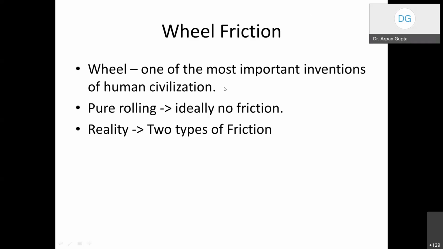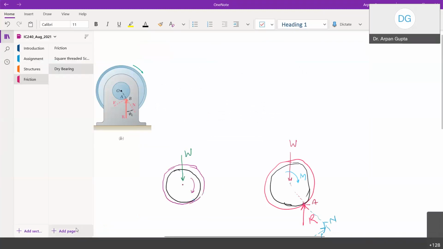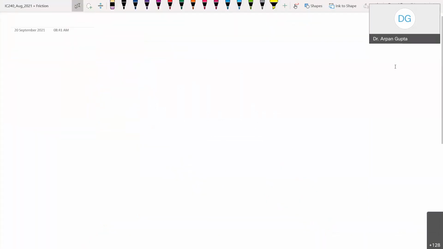Although there is no clear person or date associated with its invention, it is very important in the history of mankind. Now I have to explain it on OneNote because I'll not be able to explain it here. So the topic is wheel friction, and it's a very important topic.